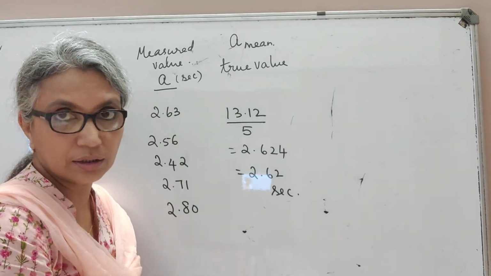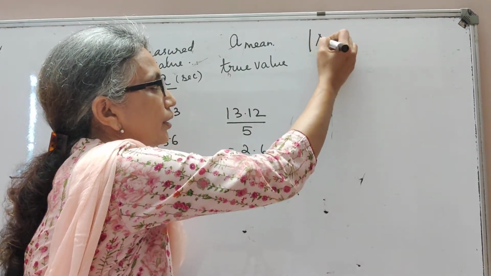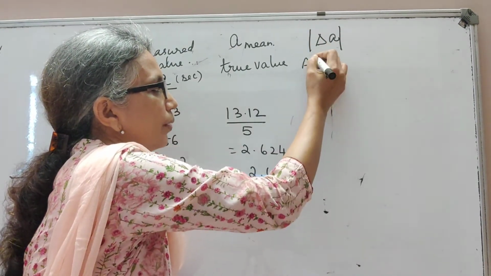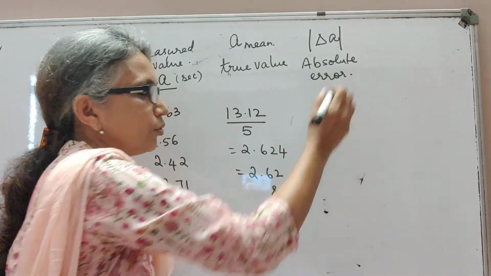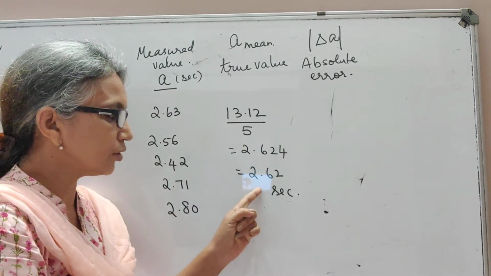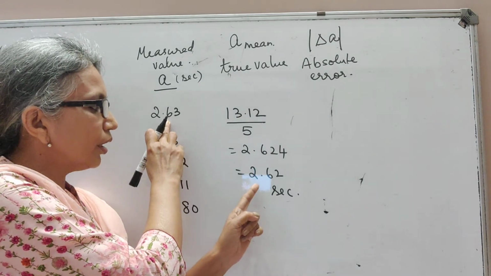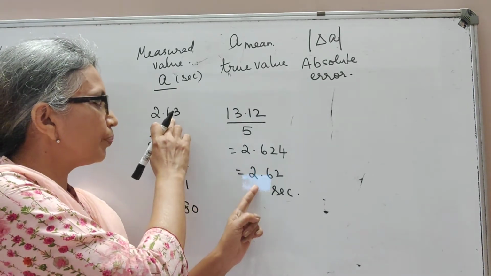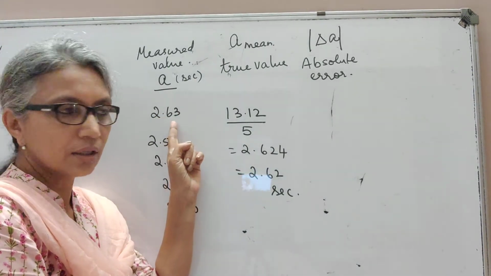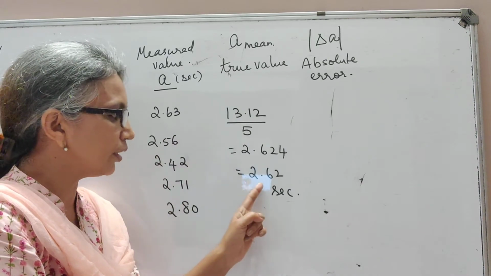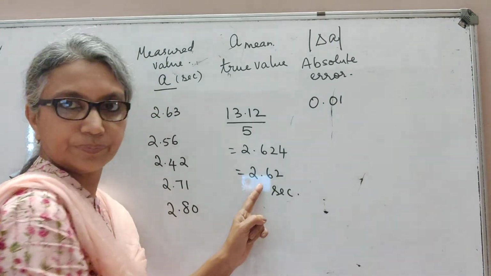Now, absolute error, meaning I take the delta A, this is called the absolute error. Let me explain that to you, what you mean by the absolute error. See, you know this is the true value. Now your 2.63, the first measured value, is not here. It's 0.01 more than the actual value, right? So there is some error here. So when you subtract 2.63 minus 2.62, you are going to get 0.01.